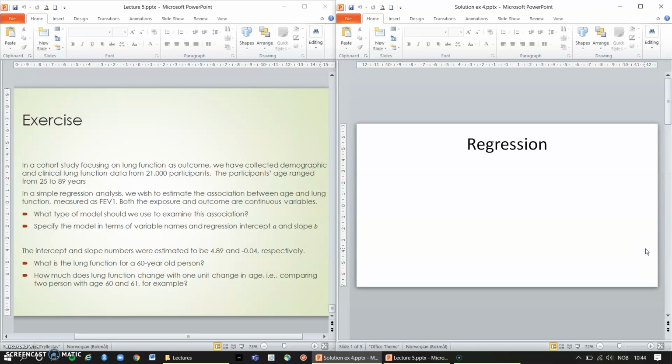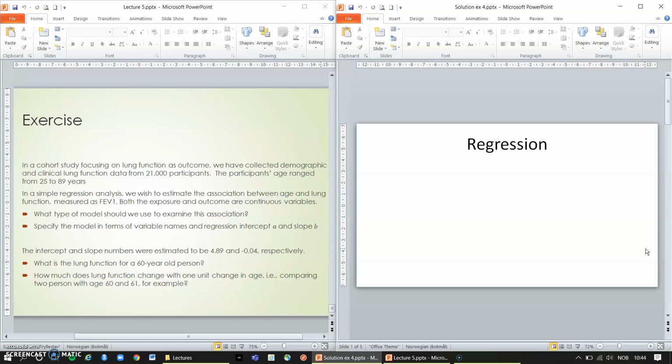In a cohort study focusing on lung function as outcome, we have collected demographic and clinical lung function data from 21,000 participants. The participants' age ranged from 25 to 89 years.